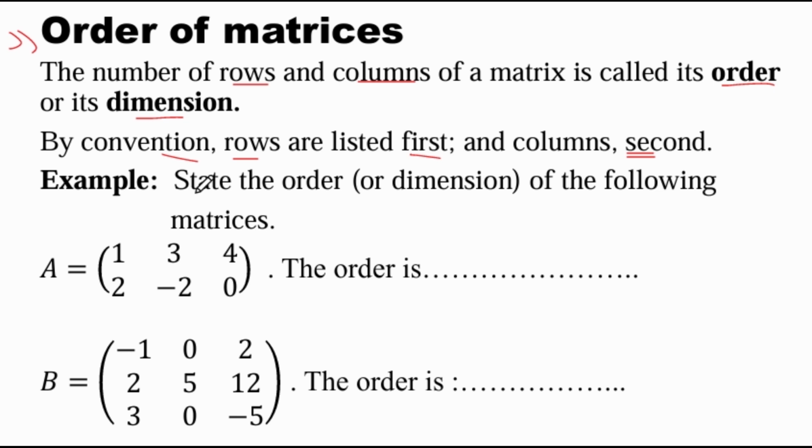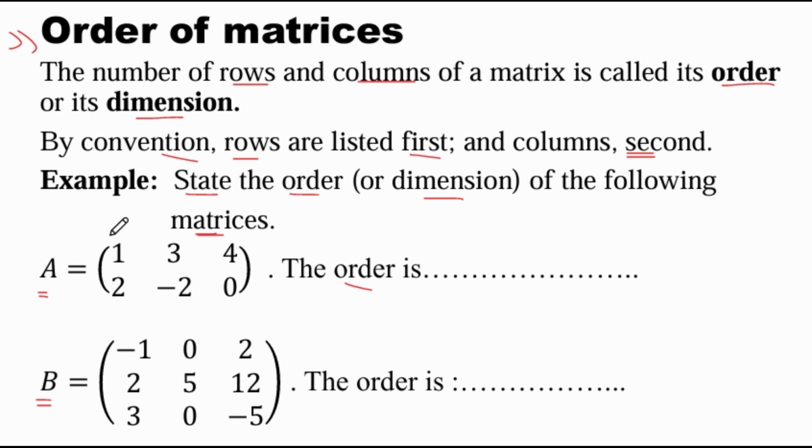We have an example. State the order or dimension of the following matrices. We have matrix A and matrix B. For matrix A, we have elements 1, 3, 4, 2, minus 2, and 0. To identify the order of this matrix, first of all, we identify the rows and columns. Then the order would be the number of rows and columns of this matrix A.